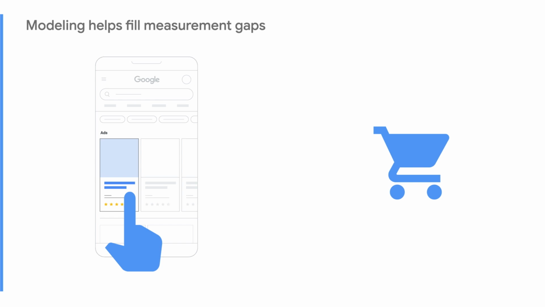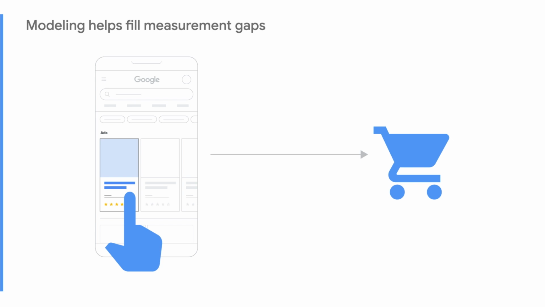When this link is missing, you can't see which ads are successful in driving conversions. Our modeling solves this by attaching the right ad interactions to conversions so that you can understand true campaign performance. Measurement gaps are a challenge for the entire industry.